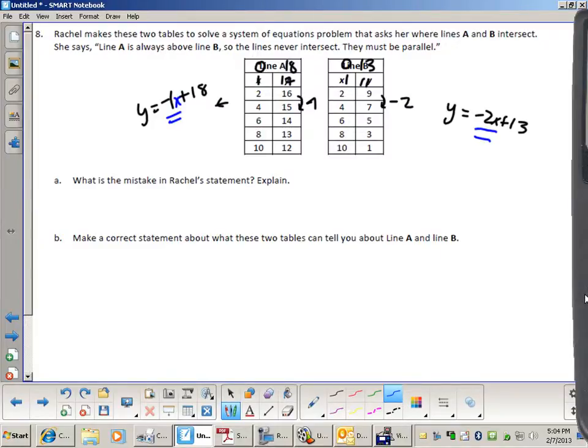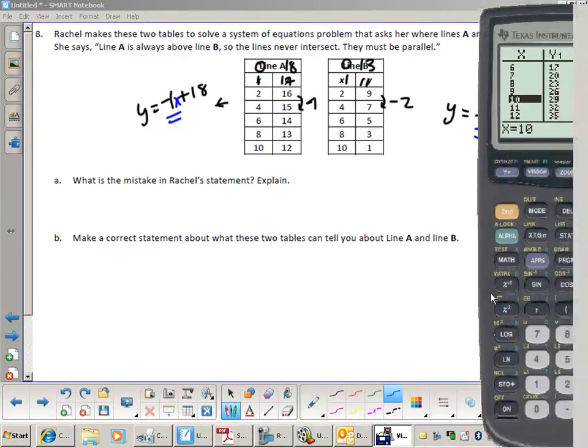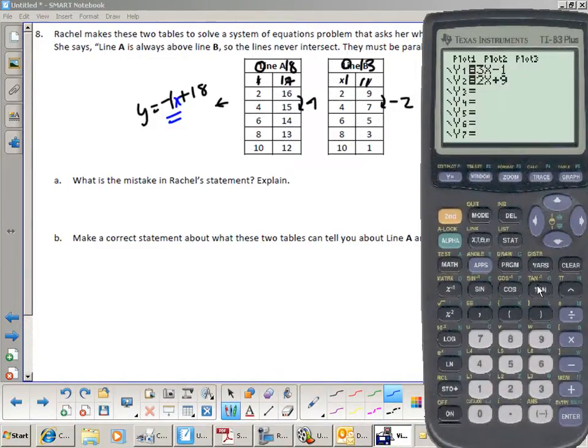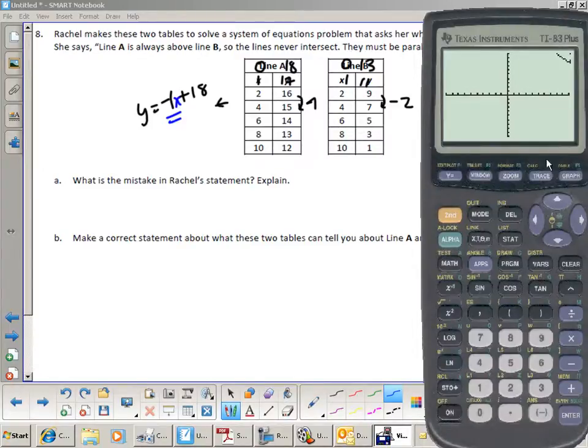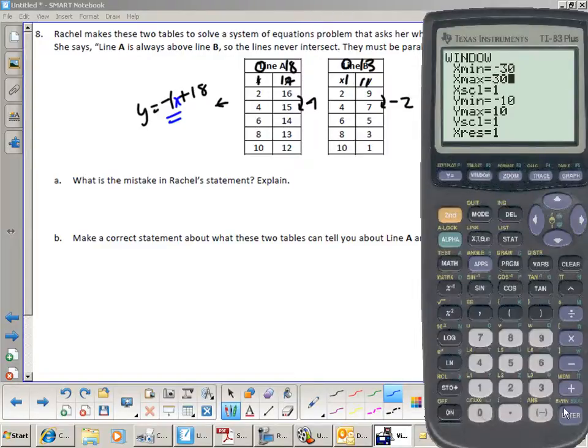But let's get them into our calculator here and we'll see what we actually get. So we have -1x plus 18, and then we have negative 2x plus 13. Okay, so we look at our graph. And we can see that we can't really see what's going on here. So I'm going to blow up the window. I'm going to do a negative 30 to 30 all around because I just want to get a nice, clean picture of my graph. There he is. Okay, so there is the first one, and there's the second one. Now this tells me they're definitely not parallel because I can actually see where they intersect.